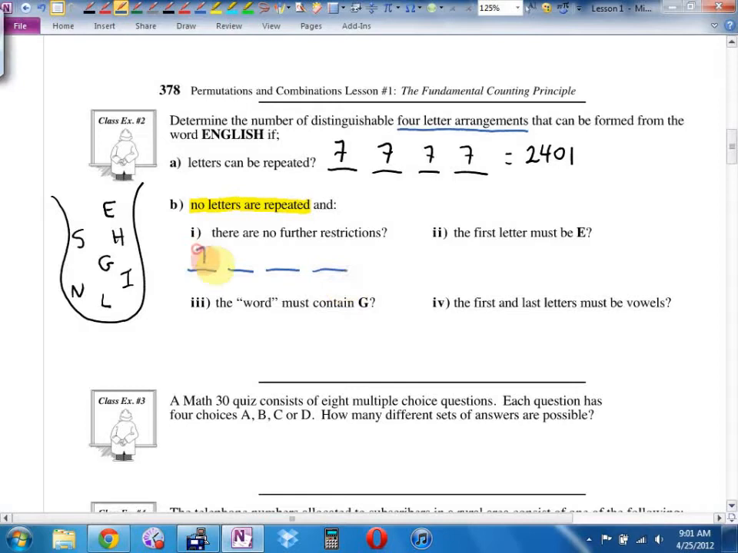Let's draw my four blanks. How many choices do I have for the first letter, Sabrina? Seven. Okay, let's suppose I pulled out an H and it's not going back in. How many choices for the next letter? Six. Then? Thank you for spotting the pattern. What is 7 times 6 times 5 times 4? 7 times 6 is 42. 5 times 4 is 20. 42 times 20, 840?